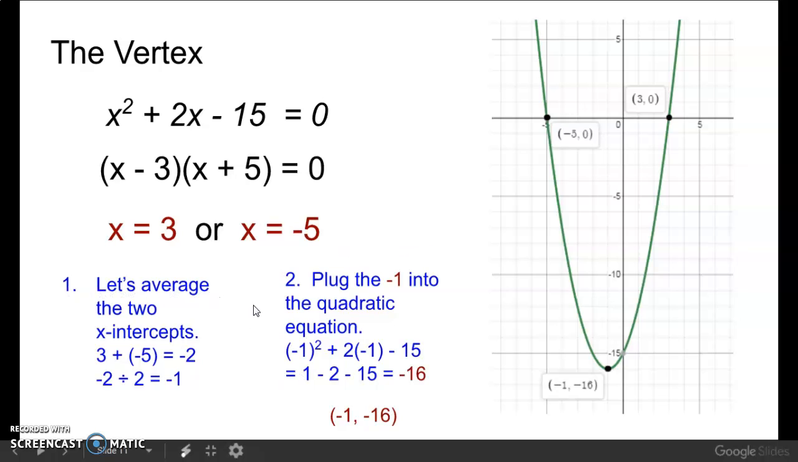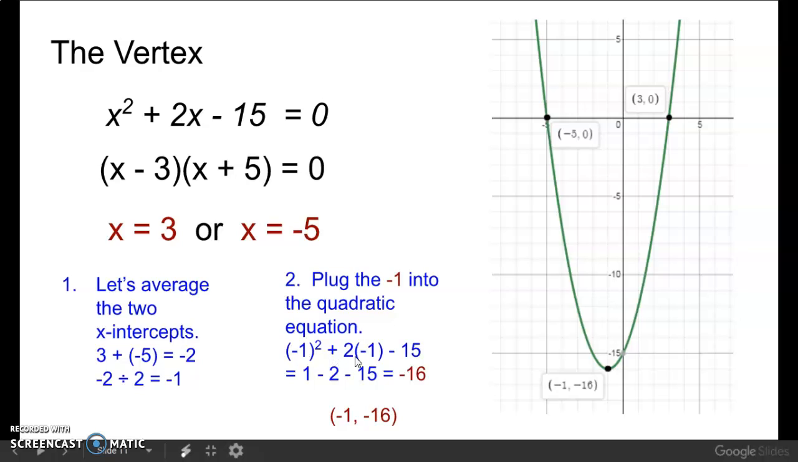So you can see I've numbered them now. So here's just two steps to find the vertex. Average the two x-intercepts, then take what you got, the negative 1, and plug it into the quadratic equation to figure out what y will be when x is negative 1. All right, so I did that here.